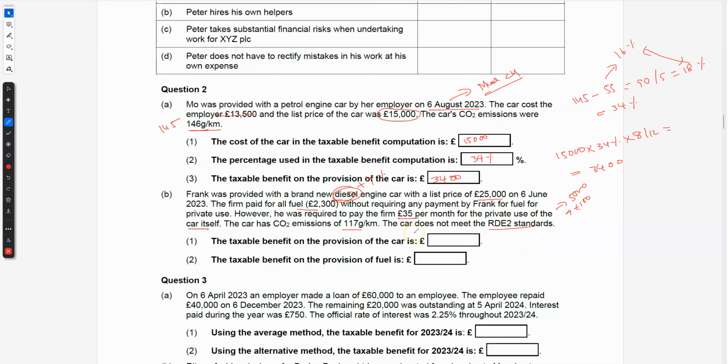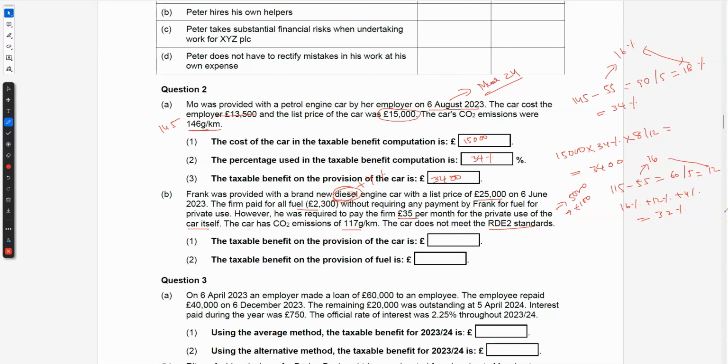So we said 115 minus 55. Always 55, because for the 55 always take 16. So 115 minus 55, that gives me 60, and divide by 5. For every 5, 1% will be increased. That gives me 12. So 16% plus 12%, and also 4% for the diesel, and that will give me 32%.